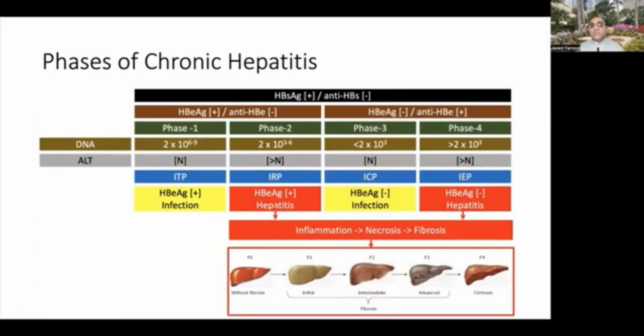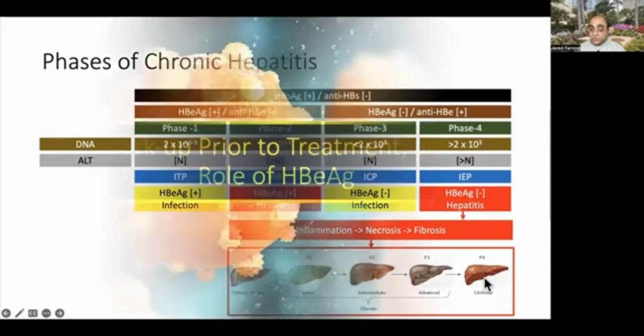So 4 phases come in our patients, as I already told you: the E antigen positive hepatitis phase and the E antigen negative hepatitis phase, when there is inflammation, necrosis, and fibrosis. Because of this, the liver fibrosis increases from F0 to F1, F2, F3, and F4. When there is no fibrosis, this is called liver without fibrosis. When the patient has F1, F2, F3 fibrosis, that is mild, intermediate, and advanced fibrosis, it's a fibrotic liver disease. And when it is F4 fibrosis, this is called cirrhosis.